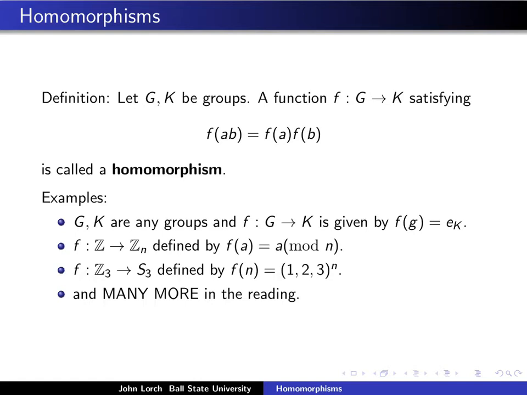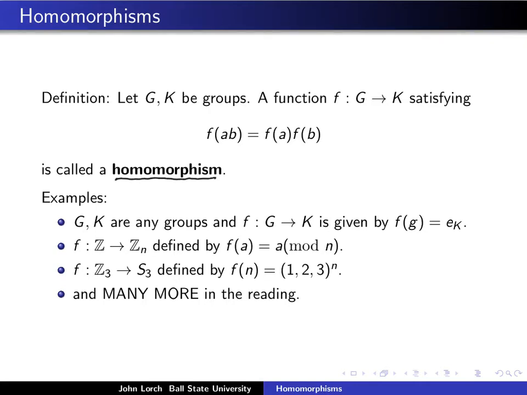Not all functions between groups that preserve the operation need to be bijections. So if you have a function from one group to another that preserves the operation, without any sort of mention about whether it's one-to-one or onto or anything like that, then that function is what's known as a homomorphism.